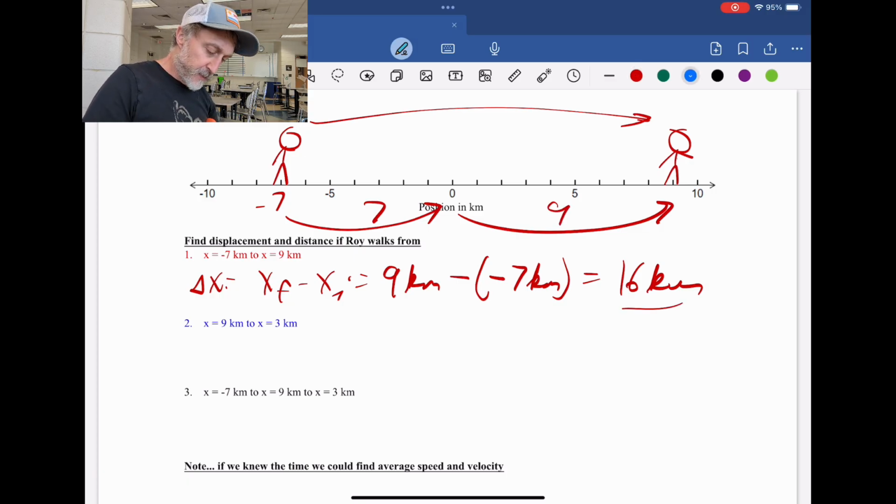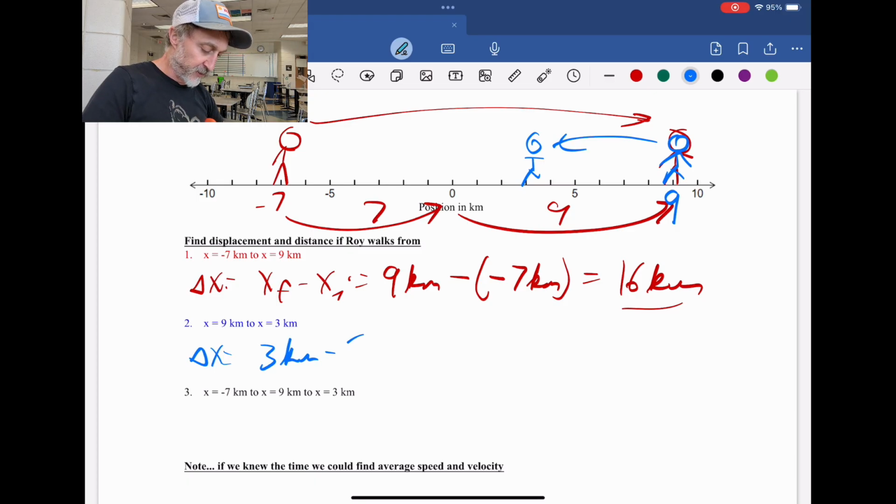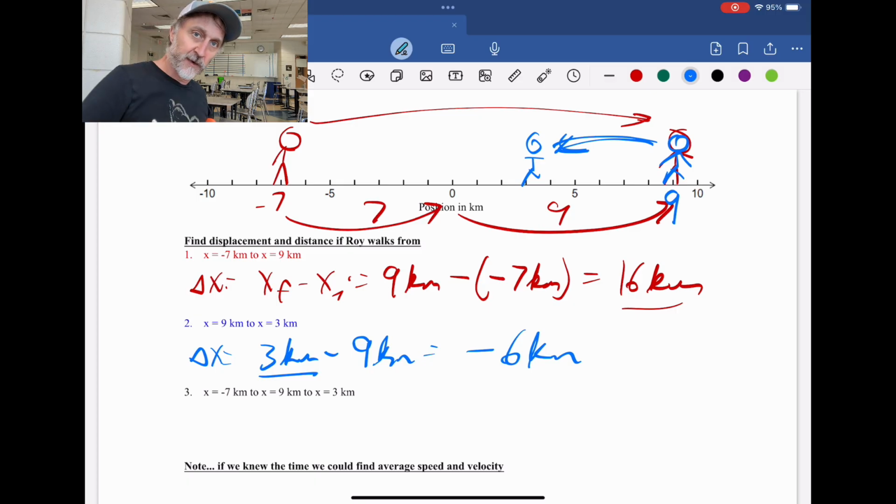So then from there, it says he goes from a position of 9 back to a position of 3. So now the displacement is, I'm going to be quick here, final position minus initial position. Oops. So much for being quick. So his final position was 3. His initial position was 9. So subtract and we get -6 kilometers. Notice it gives me the sign and tells me he moved in what we've been calling a negative direction because he went backwards, right?